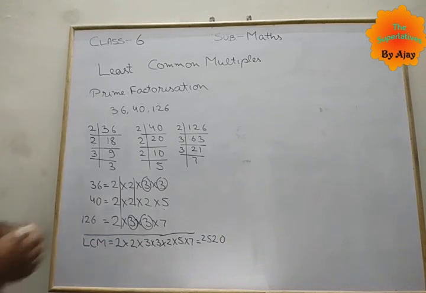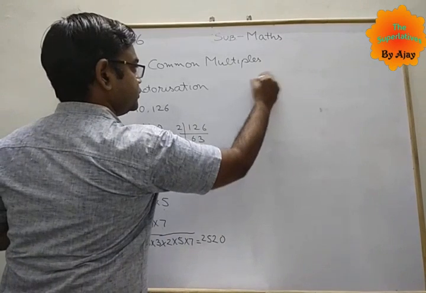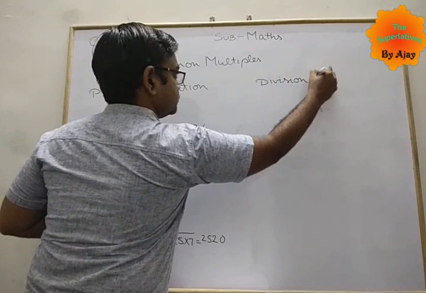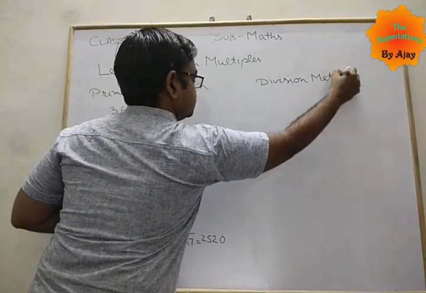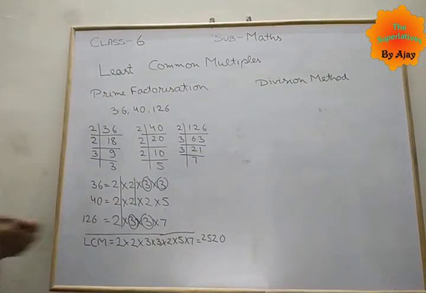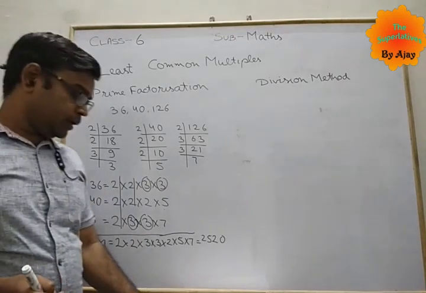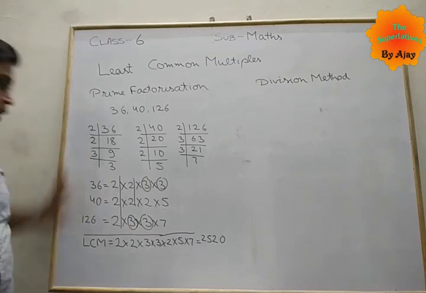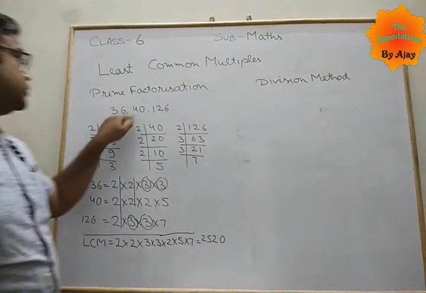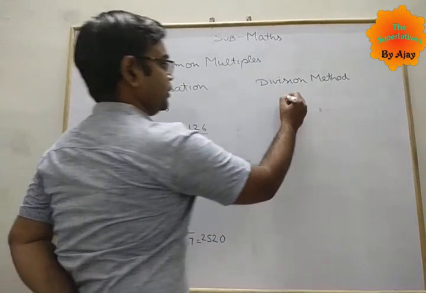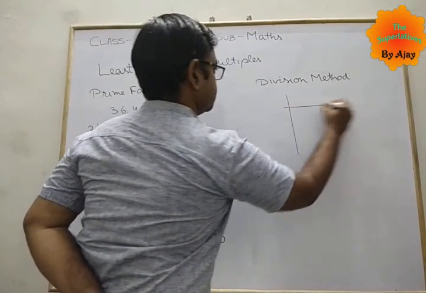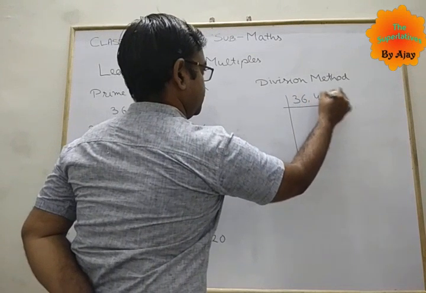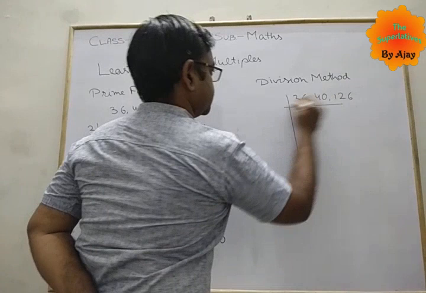This one is the most interesting and easiest one. In this, you simply divide and you can easily get the answer. It's the lengthiest one, but it is the easiest one. Choose these 3. How do we divide? It's 36, 40, 126. Most of them are divided by 2: 18, 20, 63. Then only 2 divided by 2.